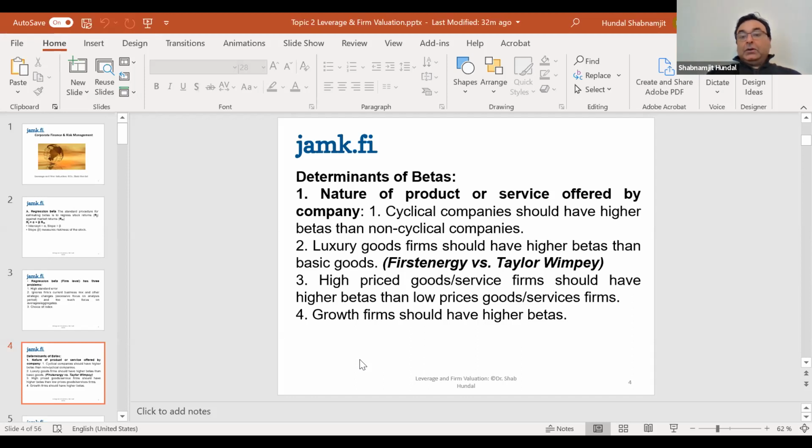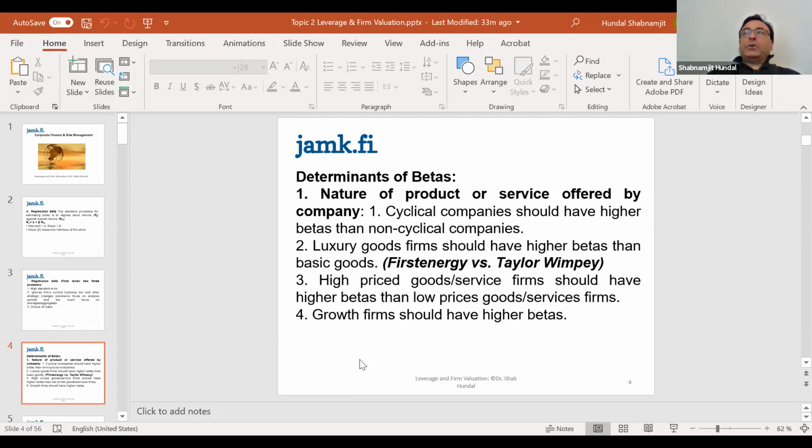of the average. On the contrary, we have Taylor Wimpey, which makes very luxurious holiday homes and apartments that only very rich people can afford. You have to be some football player or Hollywood actor to buy them in very exotic destinations. Their beta I saw last time was 4.34, which means the market impact on this company is 4.34 times the average market increase or decrease. Okay, so that's why it depends.